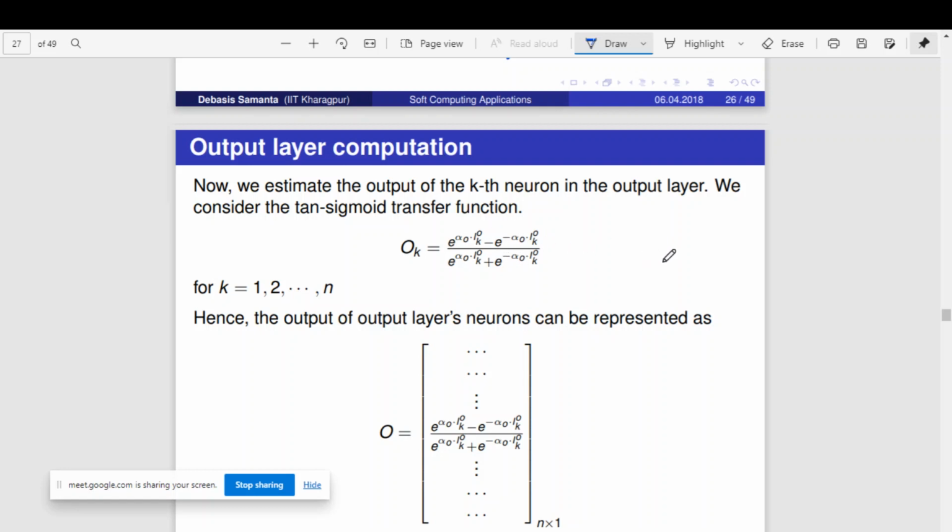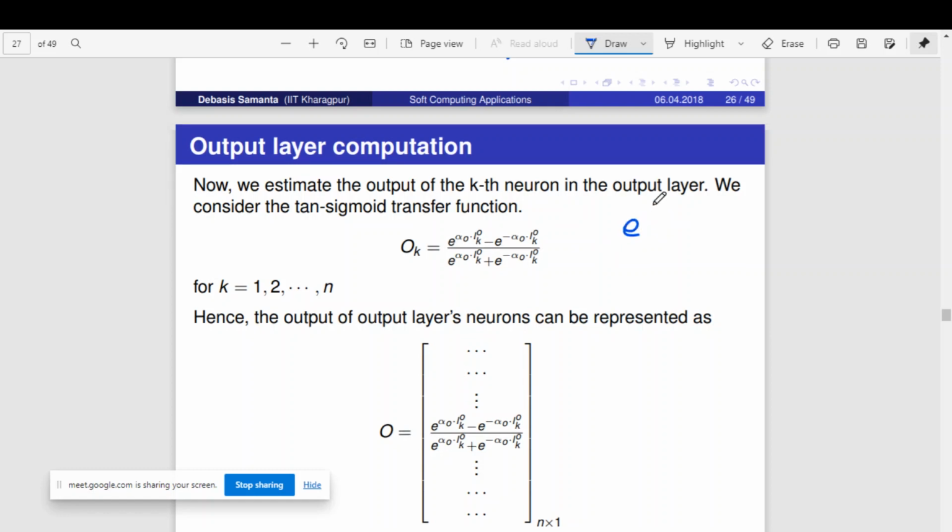Simply speaking, the tan sigmoid transfer function is nothing but e to the power alpha x minus e to the power minus alpha x, divided by e to the power alpha x plus e to the power minus alpha x, where x is whatever input you have. Okay. So this is how the tan sigmoid transfer function is given.